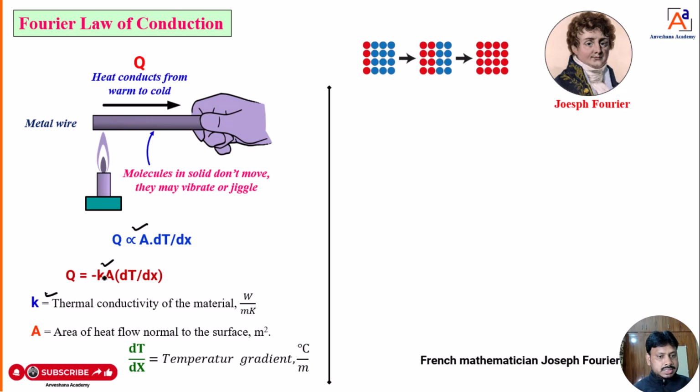So what is K here, dear students? K is the thermal conductivity of the given material. Then A is the cross-sectional area, which is perpendicular to the direction of heat flow. The unit for area is meter square, whereas the unit for thermal conductivity is watt per meter Kelvin or watt per meter degree Celsius. Whereas dT by dx is what? Temperature gradient, that is nothing but a change in temperature, which you can measure in degree Celsius or Kelvin, where dx is nothing but the thickness or length of the material, so that is meter. Hence dT by dx is the temperature gradient, and the unit for temperature gradient is degree Celsius per meter or Kelvin per meter. This is Fourier's law of conduction.